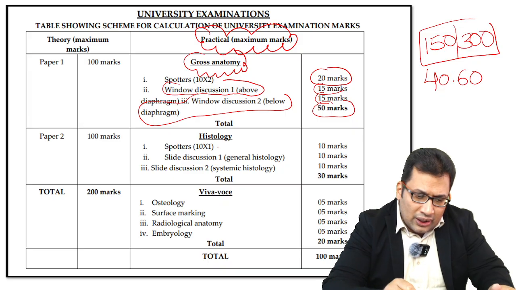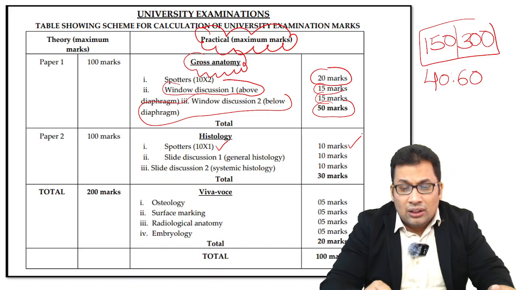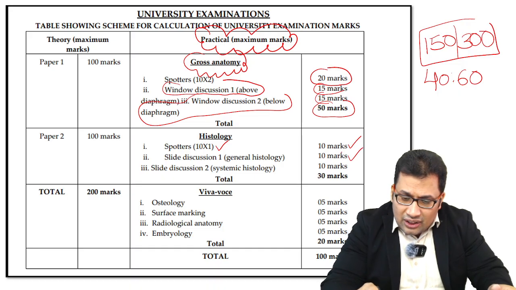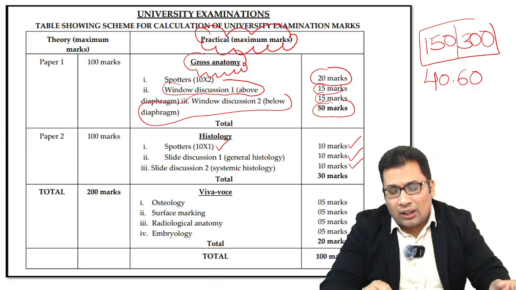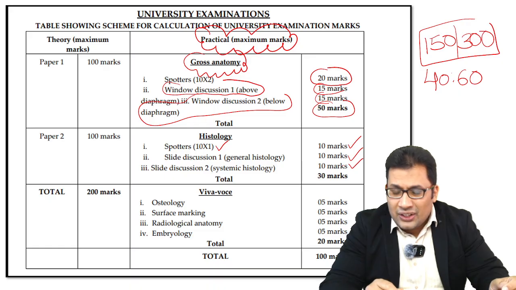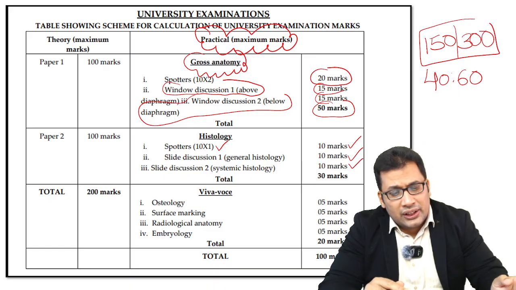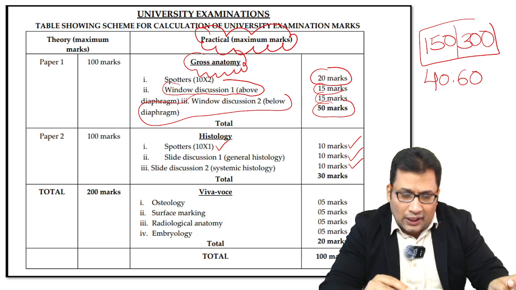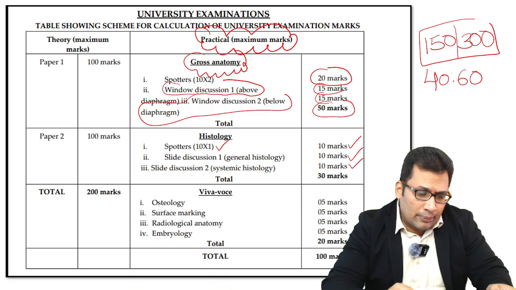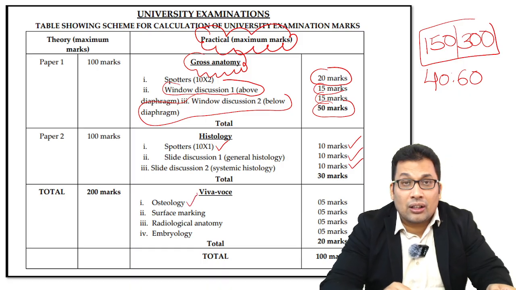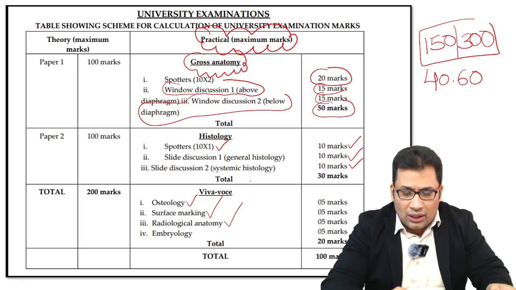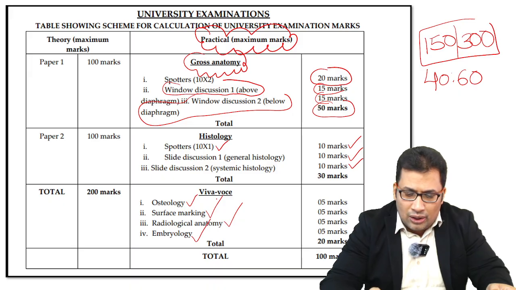Then comes histology: spotters 10 marks, slide discussion 10 marks, usually from general histology. Slide discussion 2, that is 10 marks, is around from systemic histology. So histology and gross anatomy are very important, 50 plus 30, that is 80. Then comes the viva-voce, basically osteology 5 marks, surface marking 5 marks, radiological anatomy 5 marks, embryology around 5 marks. So total it is 20. So total it is 100.